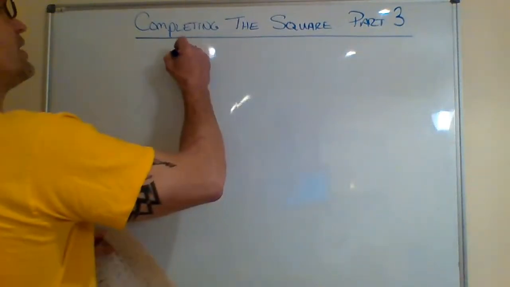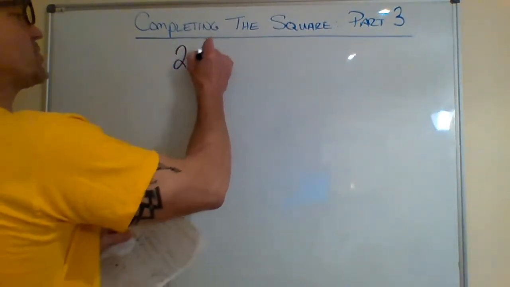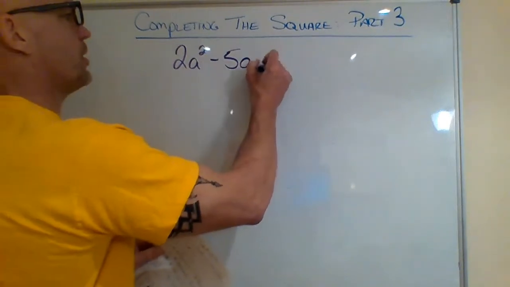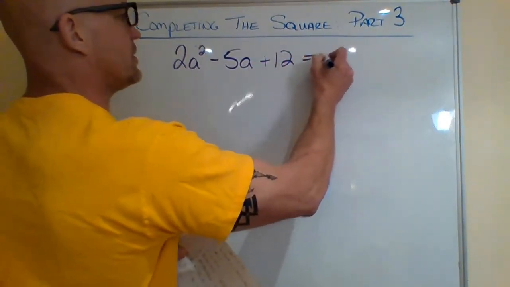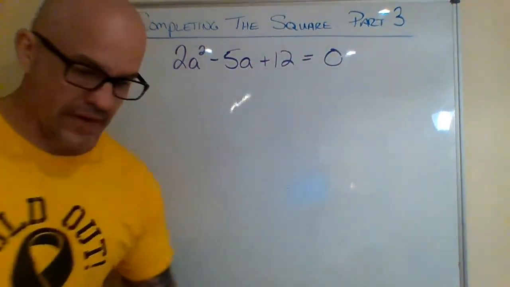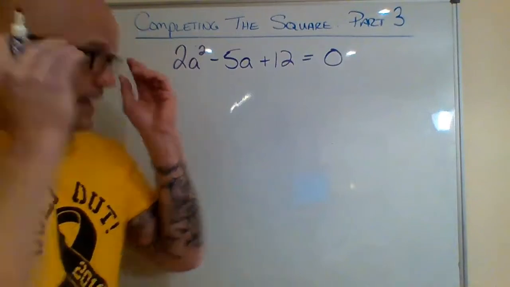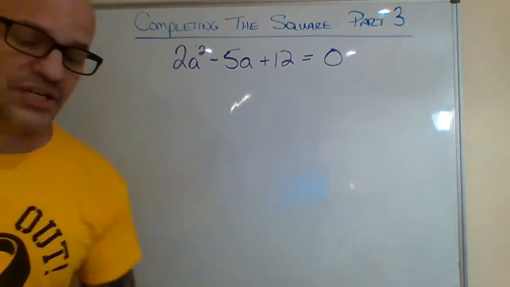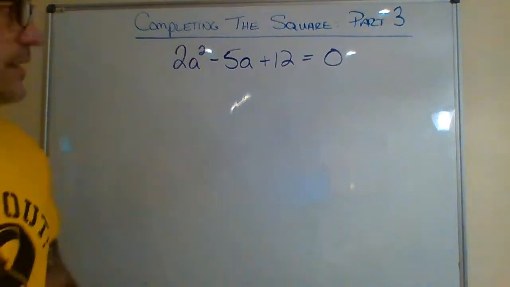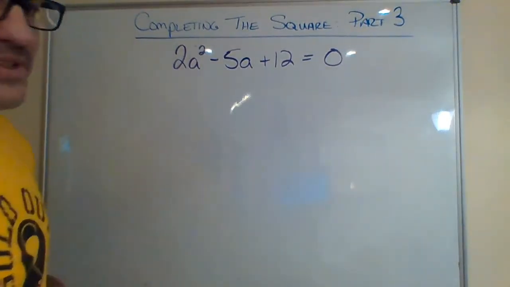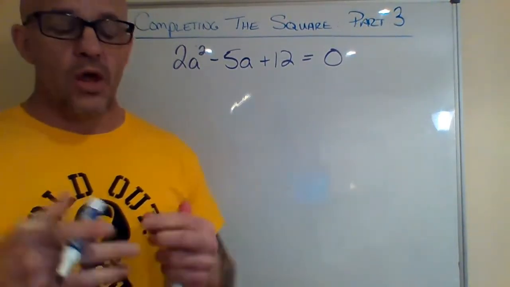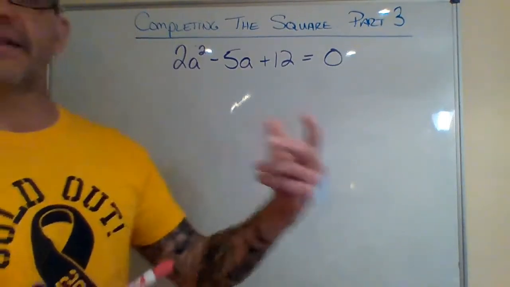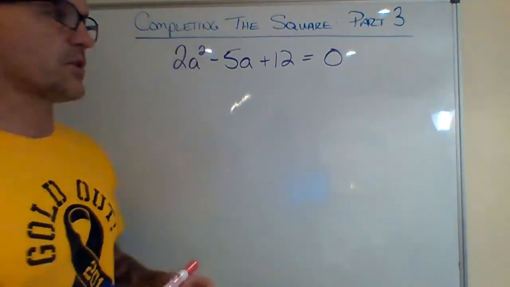We're looking at 2a squared minus 5a plus 12 equals 0. Right off the bat, you could try your whole factorization, but I think we can take a look at this and say that's going to be tough to make happen. We need a way around that. It's not factorable, so completing the square is our way.